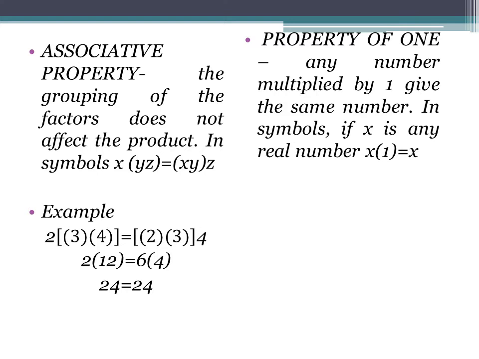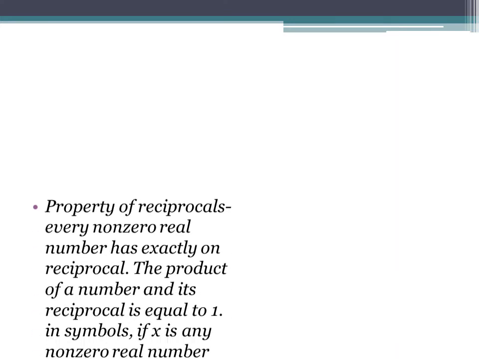In multiplication, we have the property of 1. Any number multiplied by 1 gives the same number. In symbols, if x is any real number, x times 1 is equal to x. For example, 2 times 1 is equal to 2. So, any number multiplied by 1, the product is the number. 1,000 times 1 is equal to 1,000. 1,000,000 times 1 is still 1,000,000.